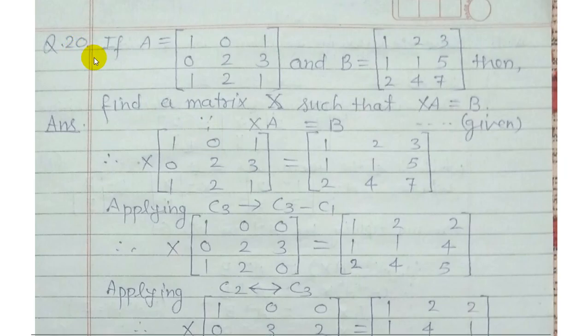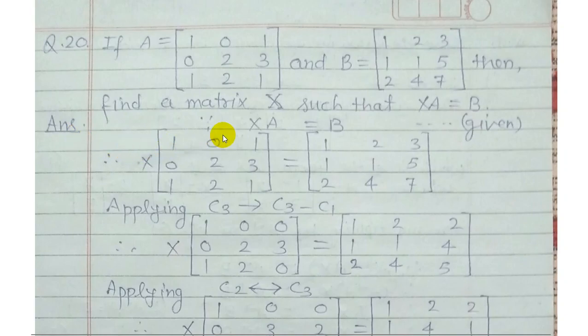Now see question number 20. If A equal to matrix 1 0 1, 0 2 3, 1 2 1 and matrix B equal to 1 2 3, 1 1 5, 2 4 7, then find a matrix X such that X into A equal to B. See once again, matrix A is given and matrix B is given, then find a matrix X such that X into A equal to B.